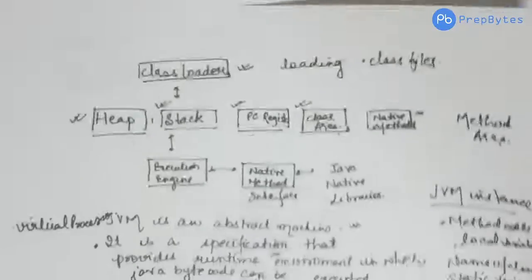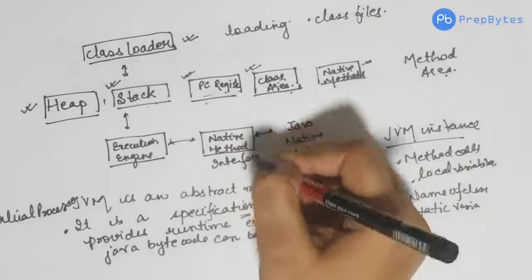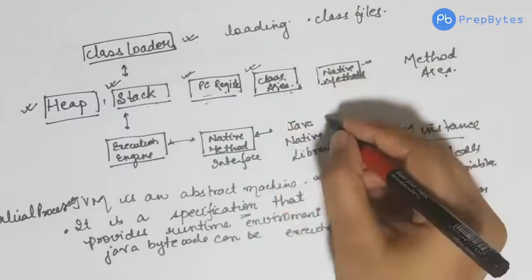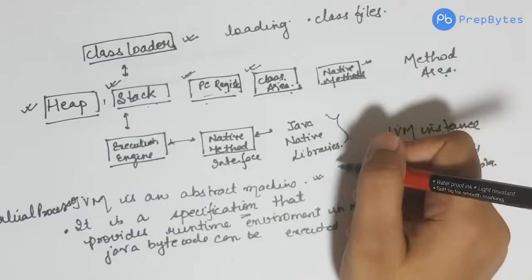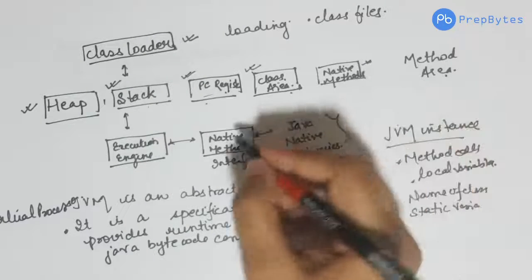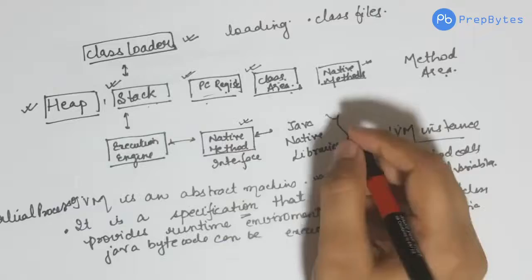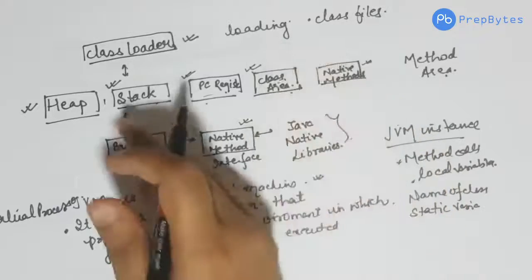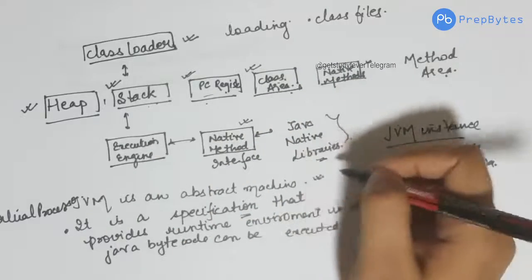Next we have native method interface. Again, I said that Java has native libraries which contain methods written in other languages like C and C++. So this native method interface acts as an interface between the execution engine and the Java native libraries.